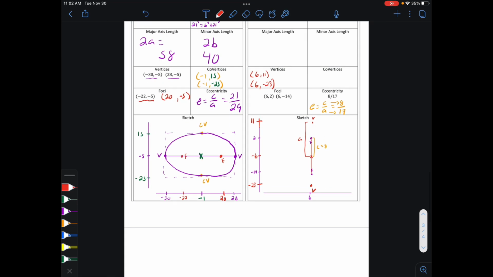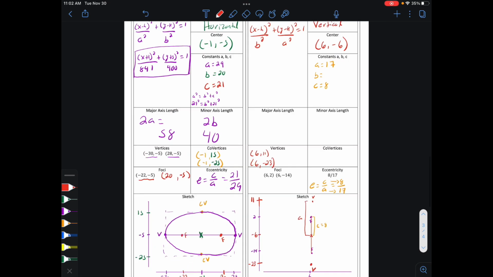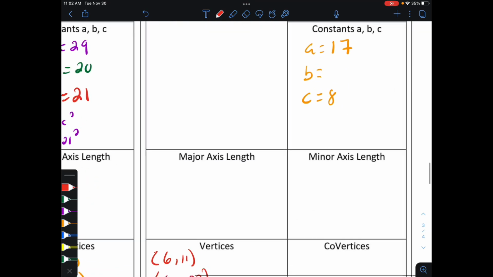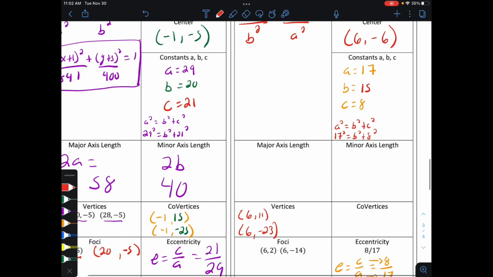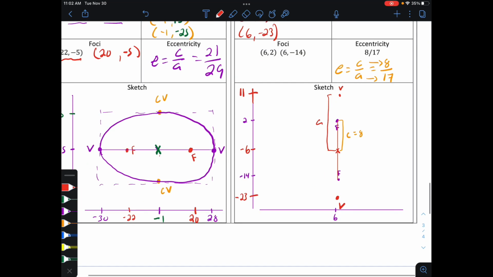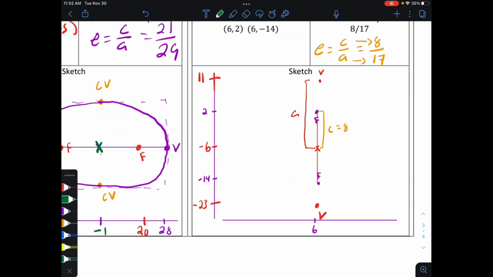And we know a is 17. Well, we need to figure out what b is. You do your Pythagorean relation for the ellipse to find the missing constant. a squared is equal to b squared plus c squared. So 17 squared is equal to b squared plus 8 squared. And then we solve that. 17 squared minus 8 squared is 225. The square root of that is 15. So b is 15. The distance from the center to a co-vertex.